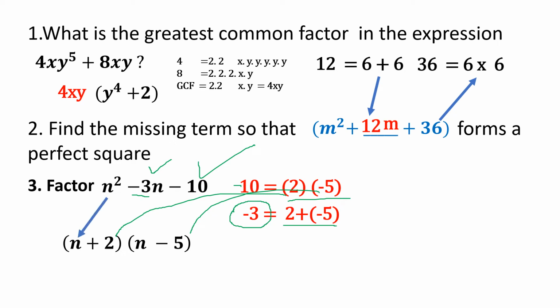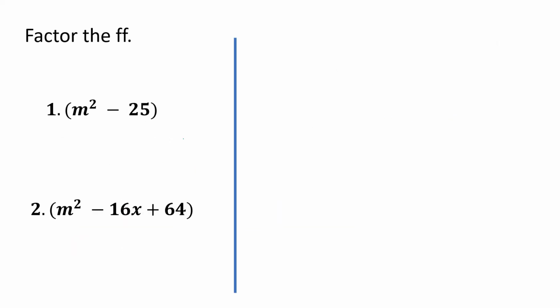Now, let's have more examples on factoring. At this time, we're going to factor m squared minus 25. This is a perfect binomial. So since this is a perfect binomial, we simply factor out m times m. We have m times m.